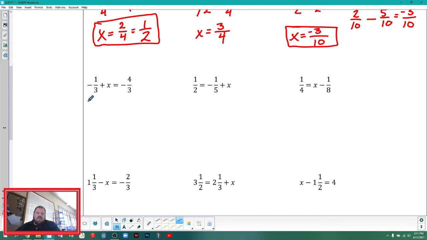This one, since it's a negative 1/3, I need to add 1/3 to both sides. Add 1/3. And that's going to cancel that out. I'm going to get x is equal to negative 4/3 plus 1/3 is going to be negative 3/3, which is equal to negative 1.